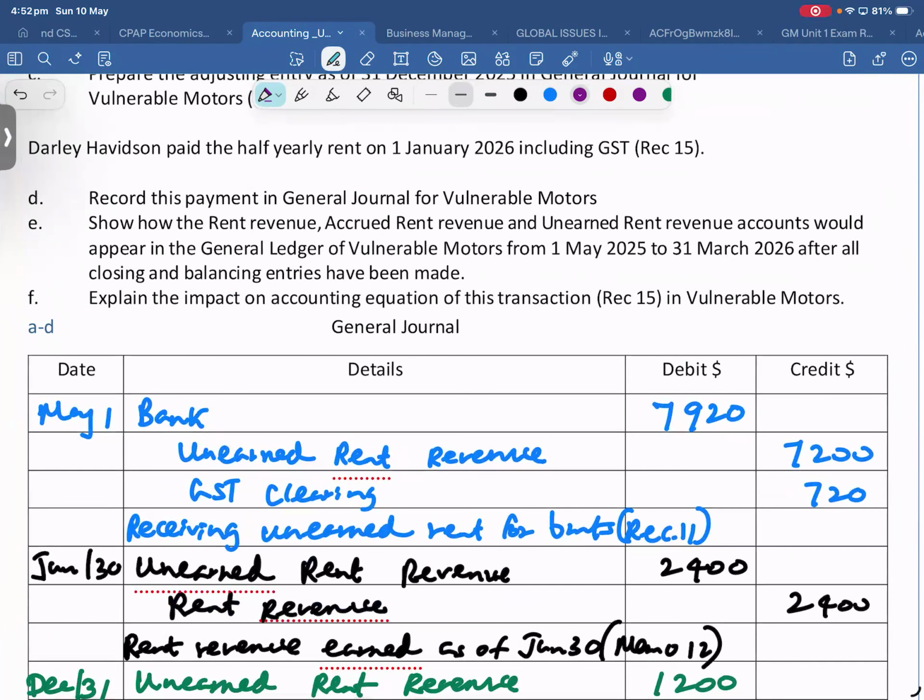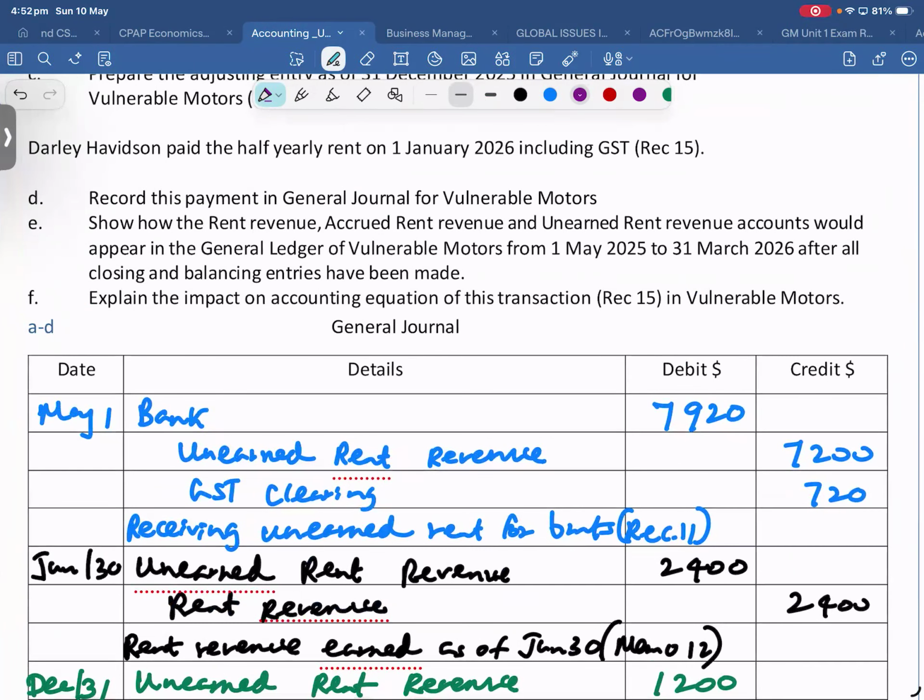So this question, the question I'm going to ask you is not here. How often are they doing the reports? Quarterly. If they had asked the double entry for September 30th, what's the double entry? Rent revenue, credit. And debit unearned rent revenue, correct. But that is not here.